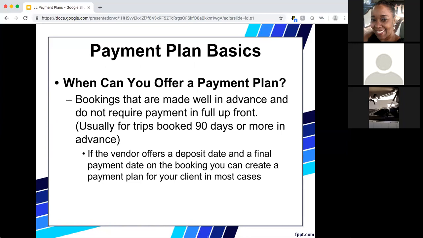Vendors such as VAX, Vacation Express, Apple Vacations, MLT, your cruise lines and things like that, generally, once you create a booking, are going to give you a deposit date and then a final payment date, and you have some flexibility in between those dates to create your payment plan.